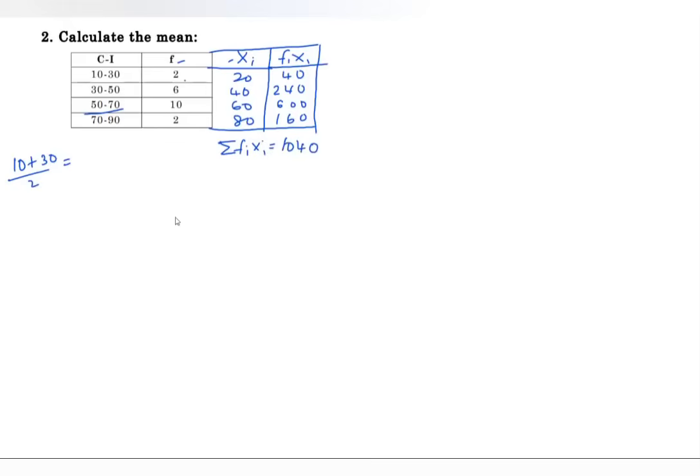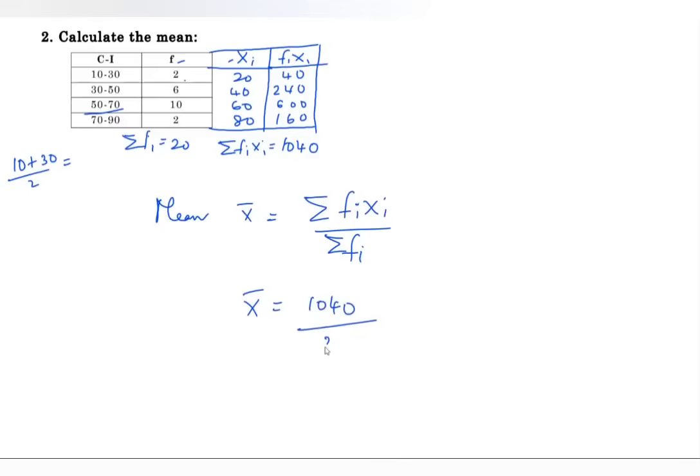1040. Now the mean x bar equals sigma fi xi by sigma fi, that is the sum of the frequency. Sigma fi equals what? 2 plus 6 is 8, 8 plus 10 is 18, 18 plus 2 is 20. What we got is 20. Now mean x bar equals 1040 by 20. 0 and 0 will cancel, 2 ones are 2, 2 fives are 10, so x bar equals 52.